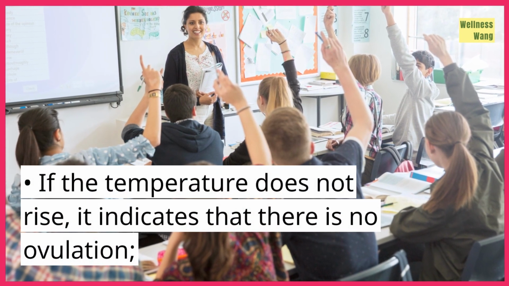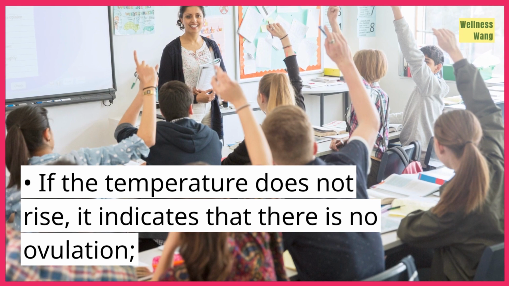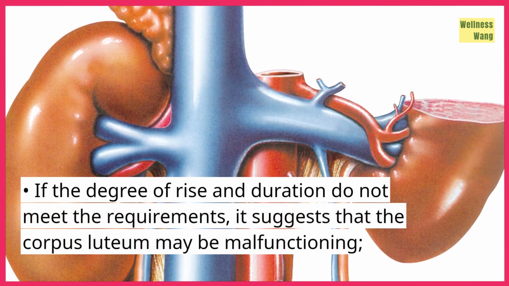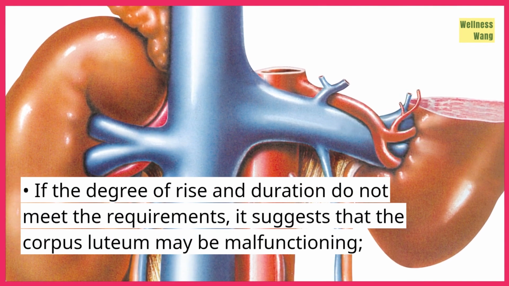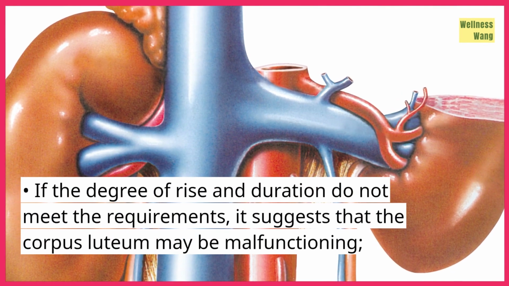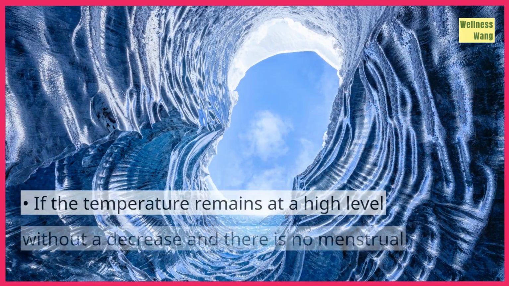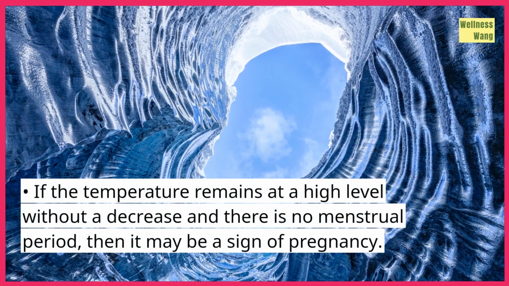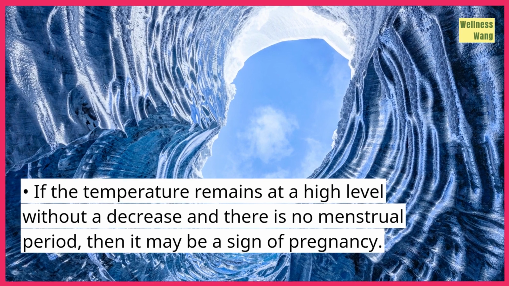If the temperature does not rise, it indicates that there is no ovulation. If the degree of rise and duration do not meet the requirements, it suggests that the corpus luteum may be malfunctioning. If the temperature remains at a high level without a decrease and there is no menstrual period, then it may be a sign of pregnancy.